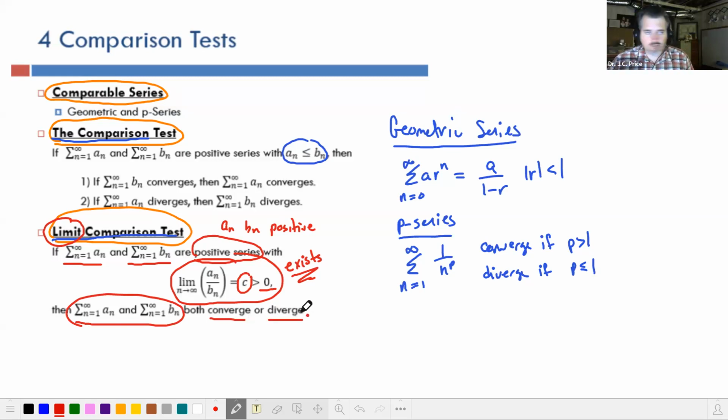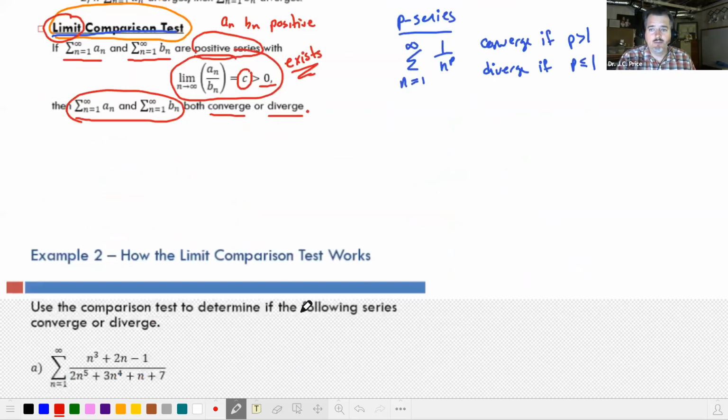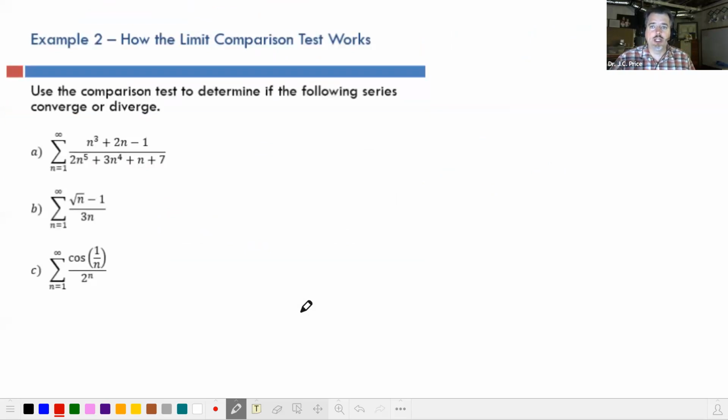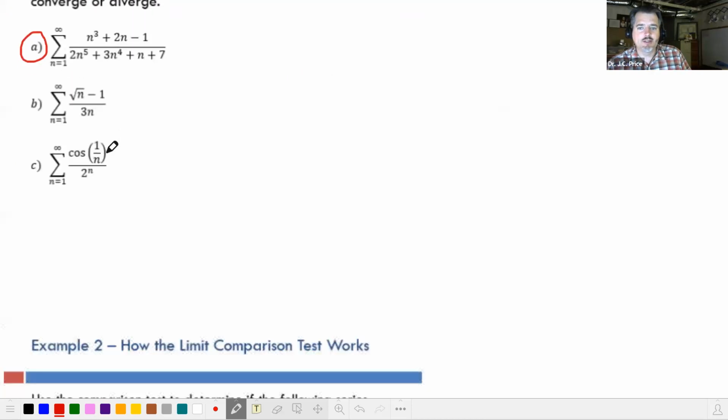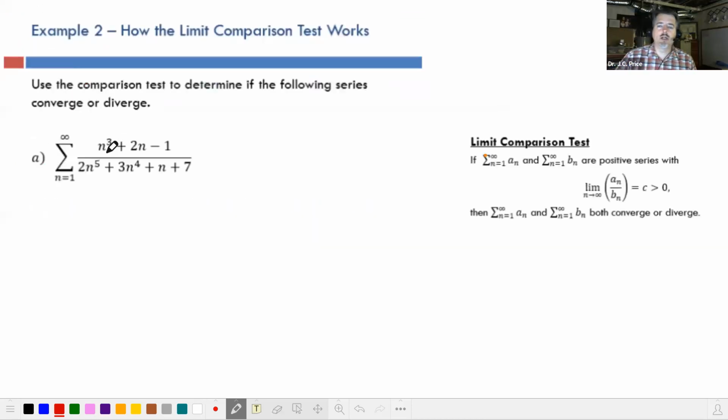All right, so let's just put this into action because it's actually pretty simple to do once you get the hang of it. And in this one, we should add here, we're going to use the limit comparison test to decide if the following series converge or diverge. All right, so let's take a look at this first one here. And it's a nice little sort of rational function with n on top and bottom. And so let's come down here and let's do this.